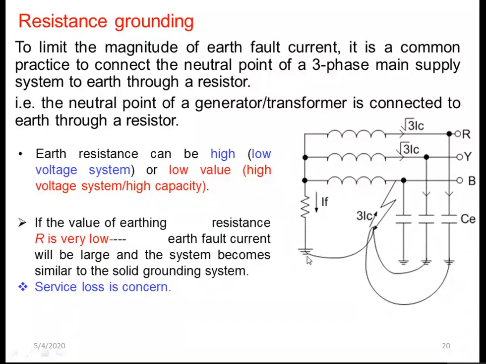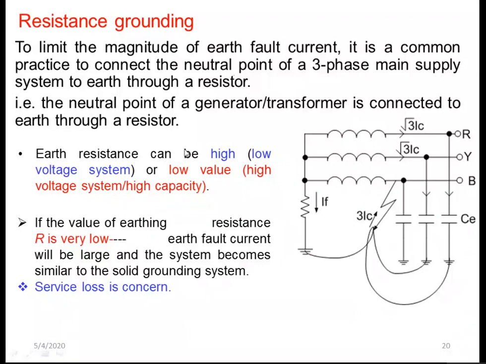to the earth. Thus, it can be the case of a three-phase transformer or generator having the neutral point connected to the earth, to the ground point, through a resistor. Now, this resistance value can be either high or low. Normally, we use high resistance for low voltage systems and a low value of resistance for high voltage systems.